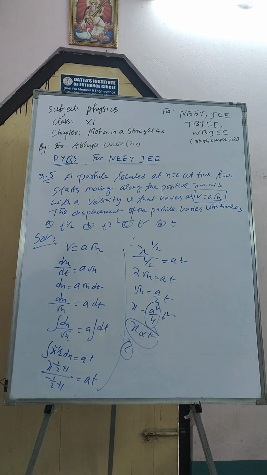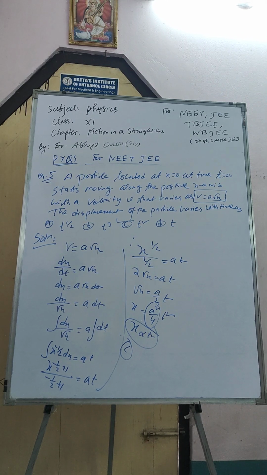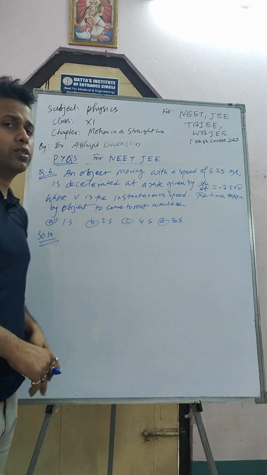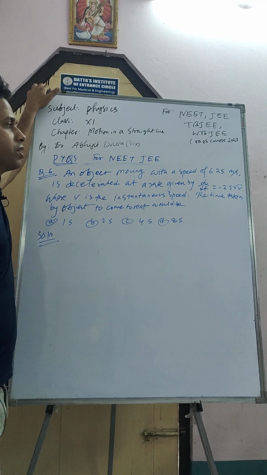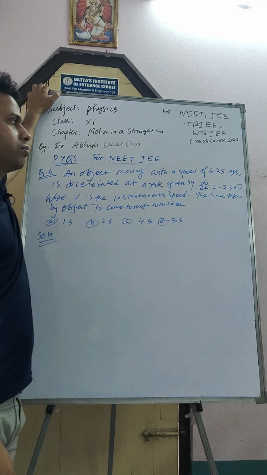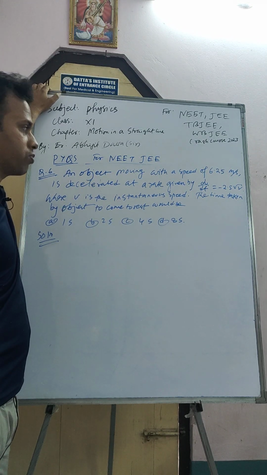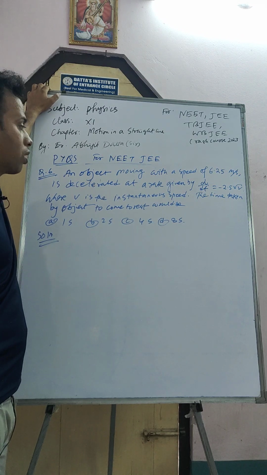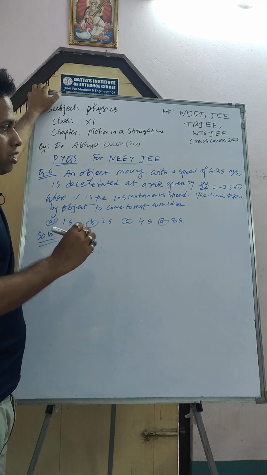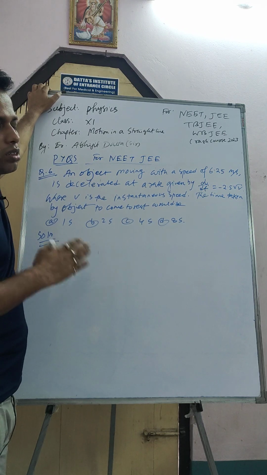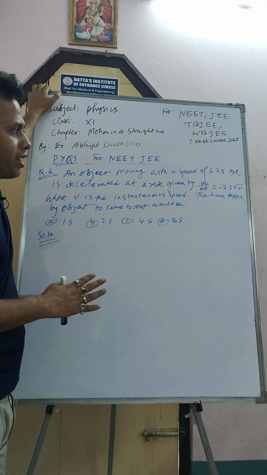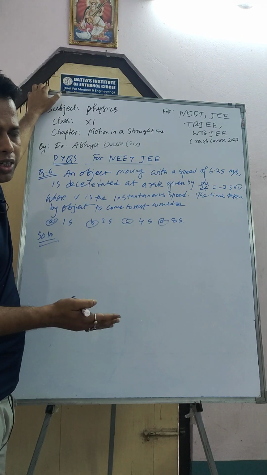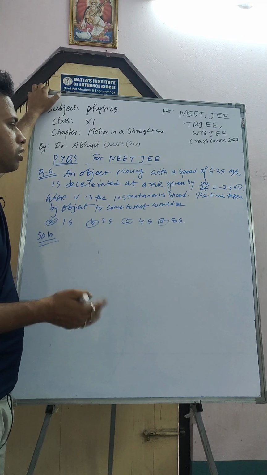We will move on to the next question, that is the last question, question number 6. An object moving with a speed of 6.25 meter per second decelerates at a rate given by dv by dt equal to minus 2.5 root over v, where v is the speed. What is the time taken by the object to come to rest? Suppose one object is moving in deceleration, that is, its speed is decreasing with time. At a certain time it comes to rest, and that time we have to find out.